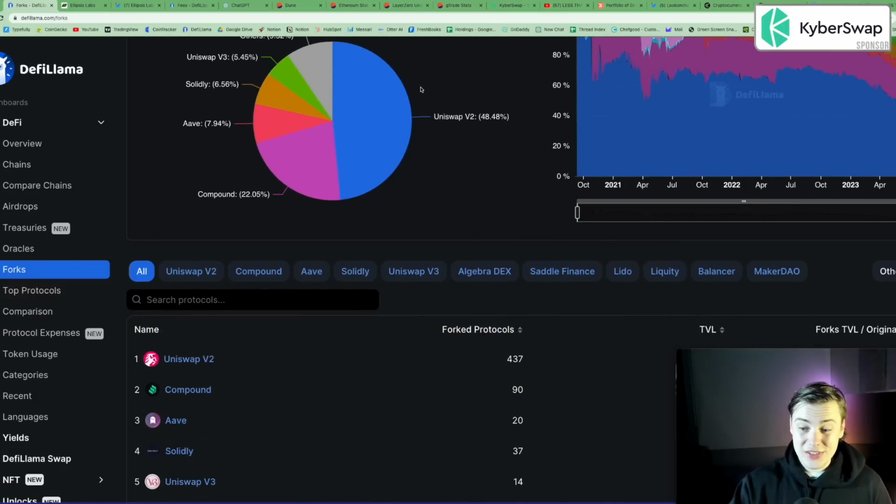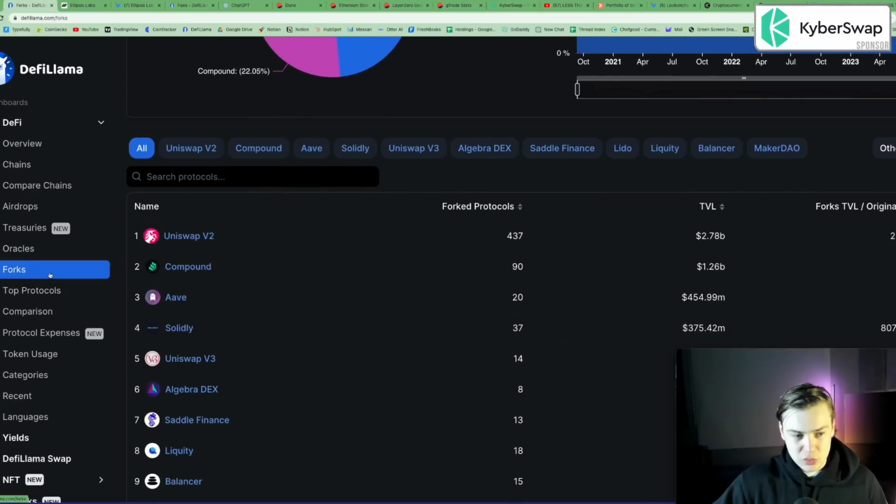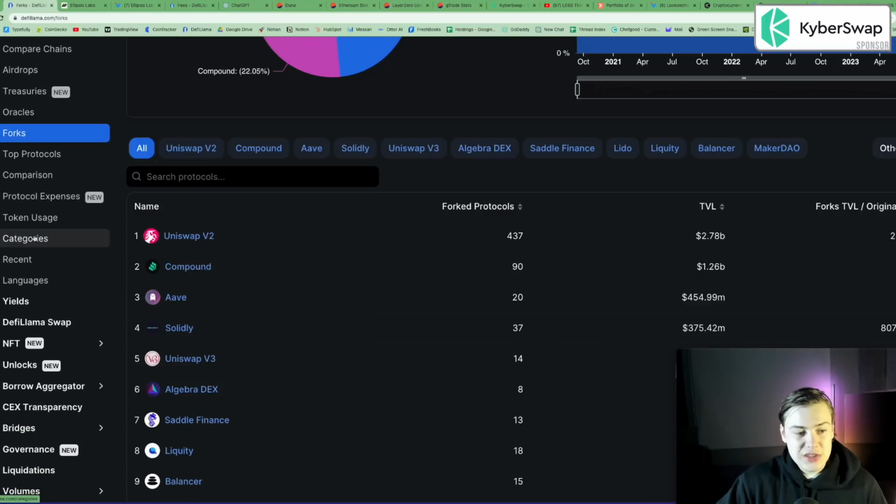And back in the day, if this existed back when the Tomb forks were out, that probably would have given you a lot of opportunities to farm those Tomb forks. And really, this is just a cool new feature. Now, I could go on about this for days, but the last thing I want to show you that I think is really cool is actually the fees section.